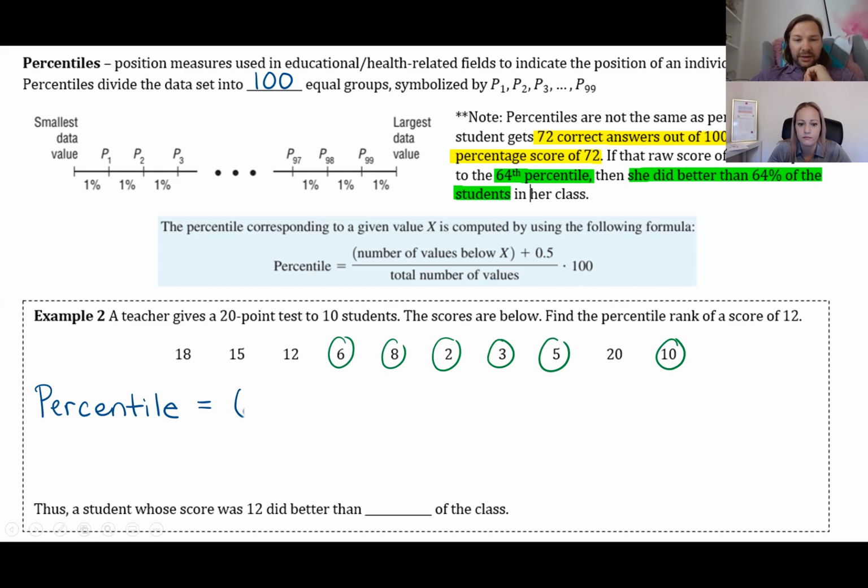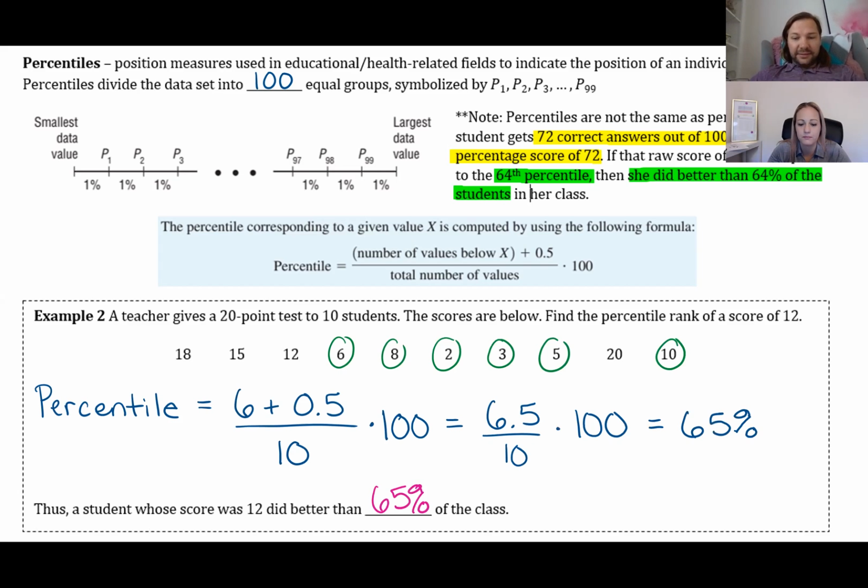So I think there are 6 values less than 12. We're going to add 0.5 to it. And then following this formula, we're just going to divide by the number of data points. We know that there were 10 students. So that's 6 plus 0.5 divided by 10 is 0.65. And then we're going to multiply by 100. So we get 65%. So that tells us that a score of 12 means that this student did better than 65% of the class.